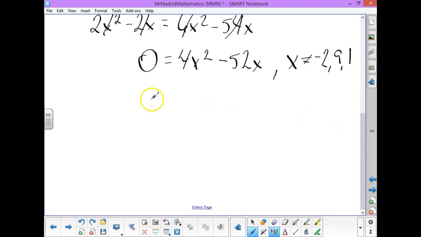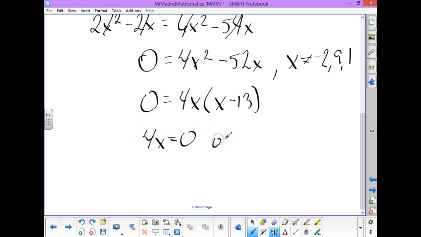Now, you guys have been here before. This is where you identify a GCF, and by my assessment, it looks like it's a 4x, so I'm left with x minus 13. And if it's something times something equals 0, either one of them should be 0, so I've got 4x equals 0, or x minus 13 equals 0. After I divide by 4, I get x equals 0, and over here I get x equals 13.